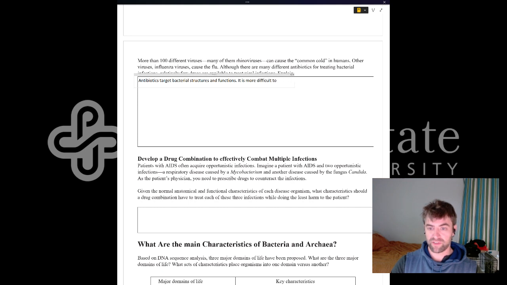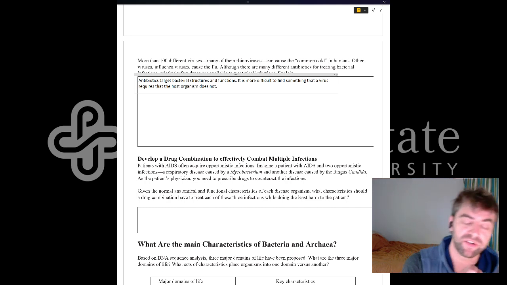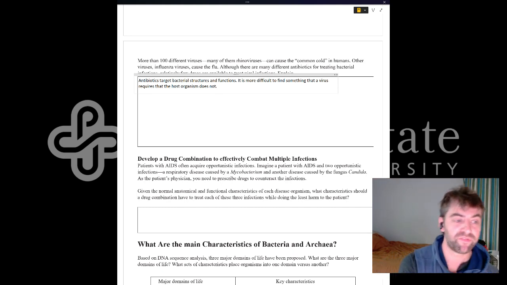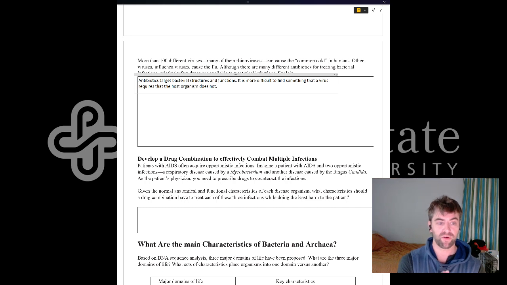It is more difficult to find. The example given here is when a virus-specific coat protein or enzyme is found, such as reverse transcriptase. You also have the issue of high rates of mutation that make it difficult to develop a drug or vaccine or other measures against it.